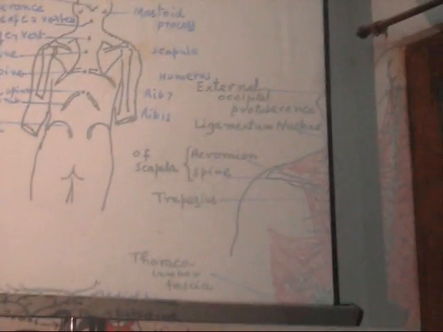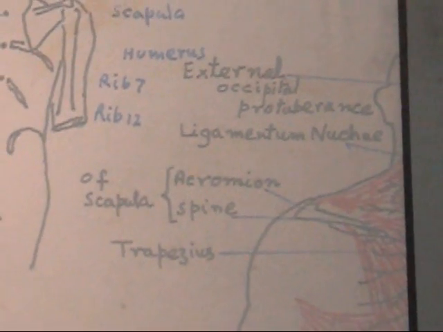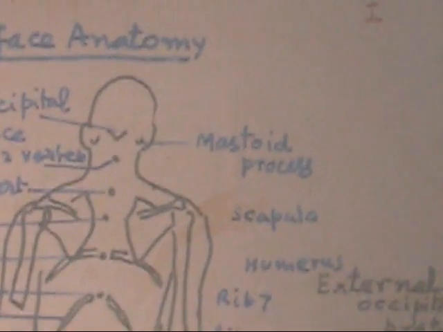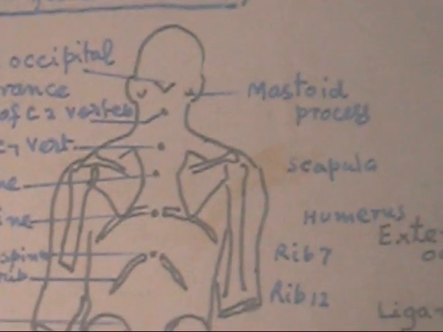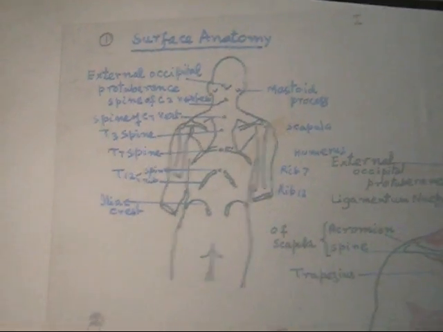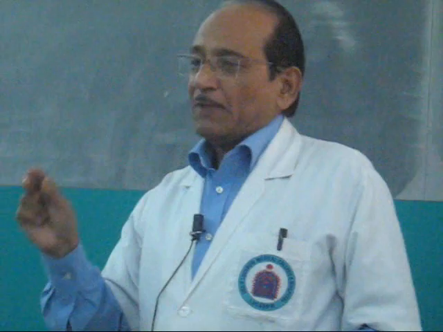Next I will take you to the other side, where there is an arrow pointing to a projection. Any localized bony projection from the bone is called a process. Here it is the mastoid process. Mastoid means literally anything similar to a nipple, or nipple-like. So it is a nipple-like bony process that is felt immediately behind the ear. So that is the mastoid process.